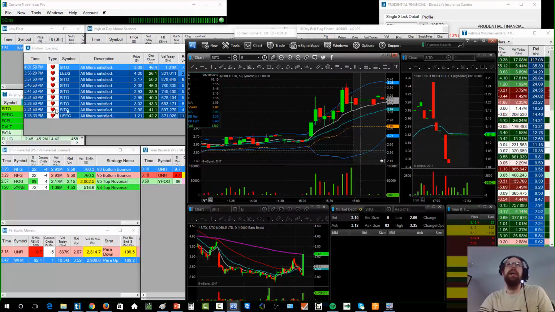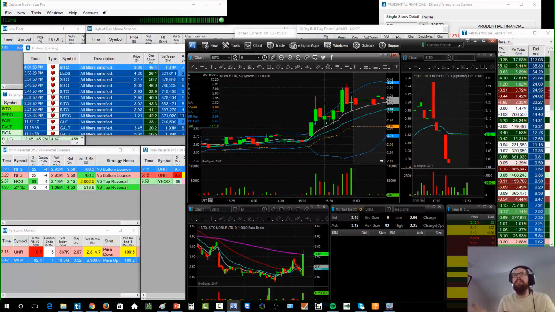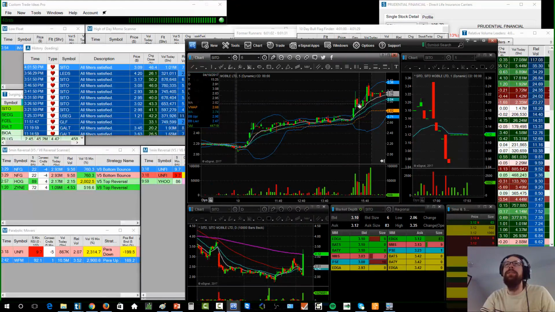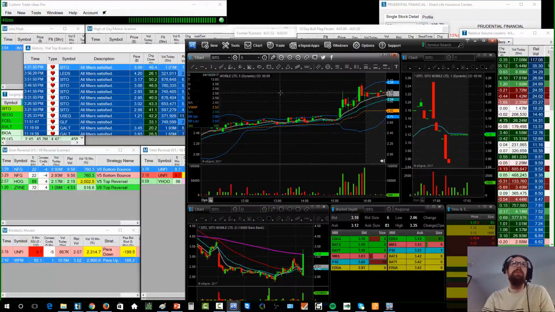SITO alerted at 3:21. So, was this a perfect flat top breakout? No. Does it kind of get through our filters because it was in the top 75% of the range? Yes. So this one we may have needed to say it's in the top 80%, but it's also not a bad setup. So maybe we leave that one.